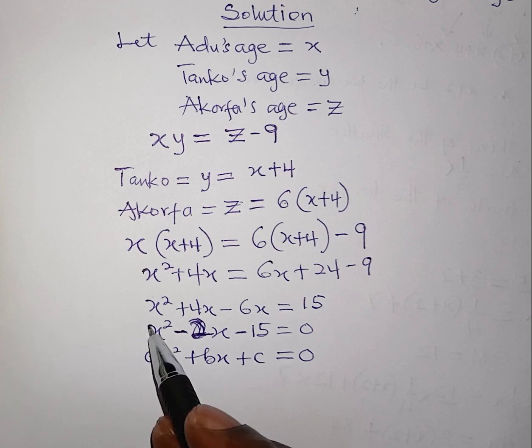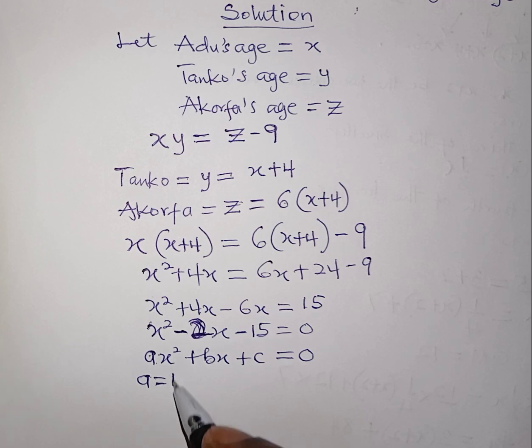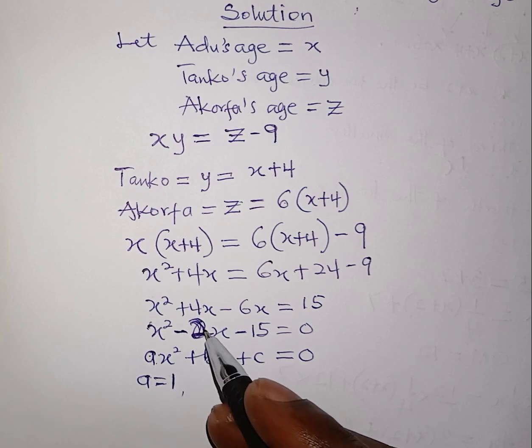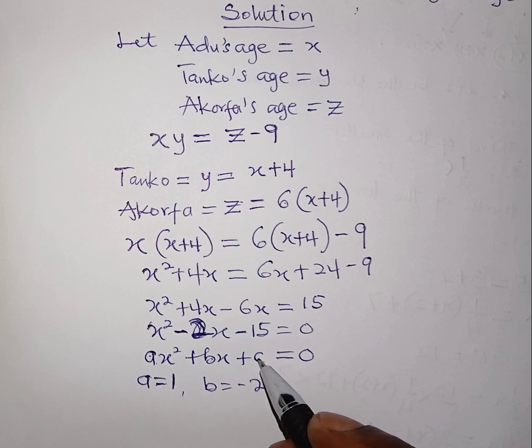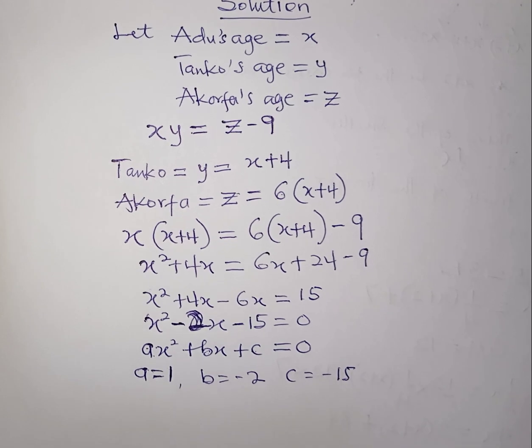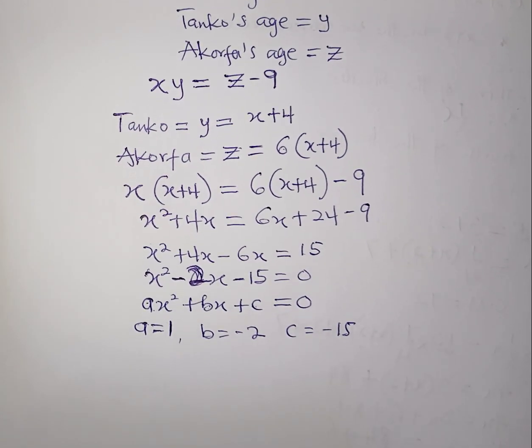So my a in this is what? You realize that you have coefficient of what? Y, a 1. And my b in this case will be what? Negative 2. And my c in this case will be what? Negative 15.